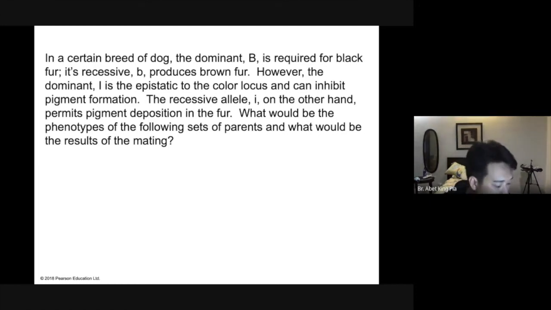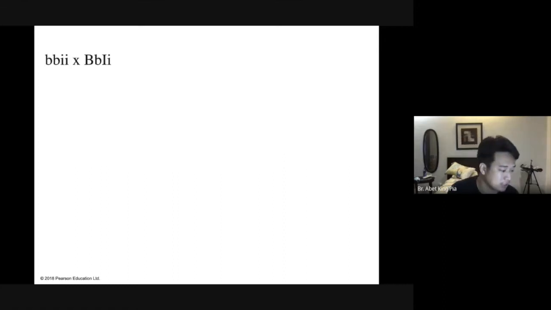Okay, dun sa problem, binaliktad natin ha. B, except for the colors, capital B is for black, small b is for the brown fur. Now, instead of E, ginamit natin yung letter I. Capital I for inhibit, meaning hindi magpapakita si color, of course. And small i, if it would be expressed in the fur, or it will be permitted for the pigment deposition in the fur. So what if you have this problem?